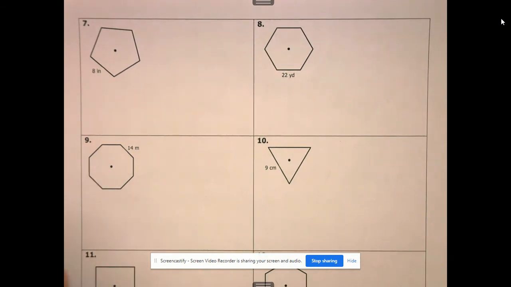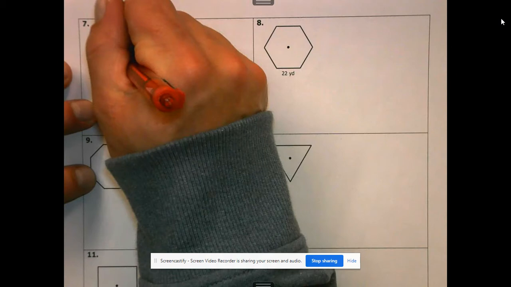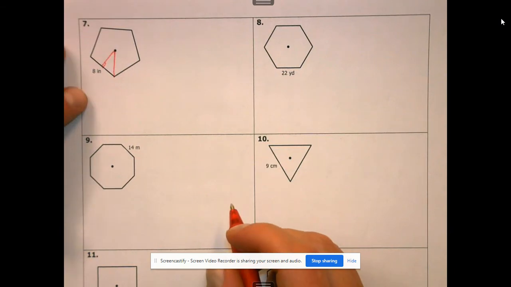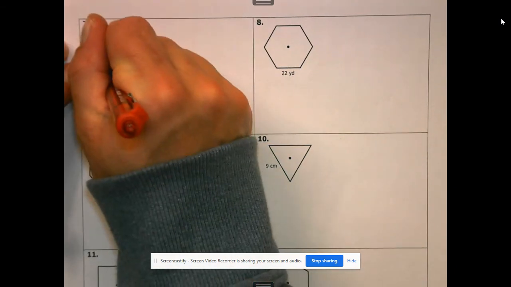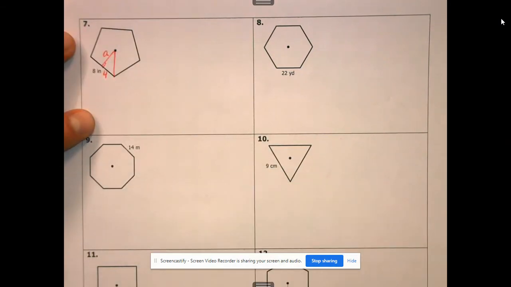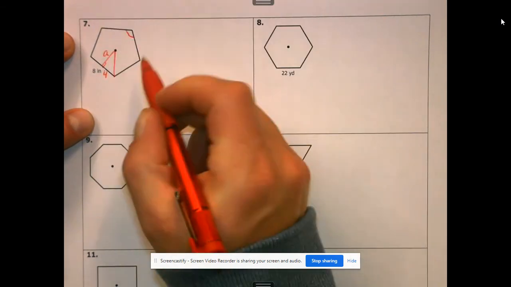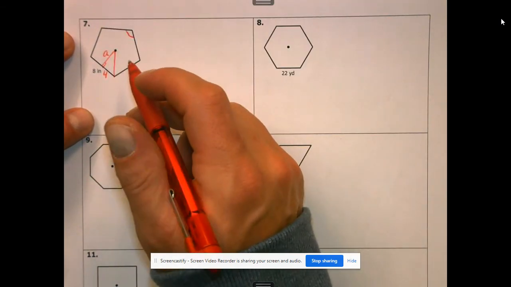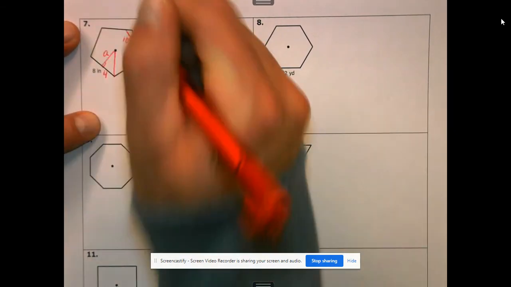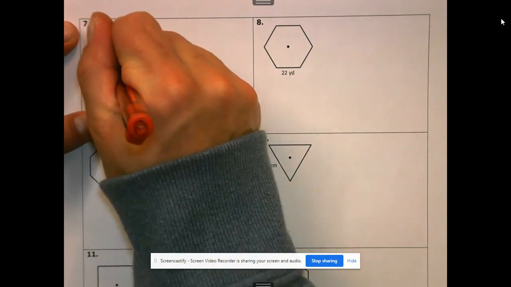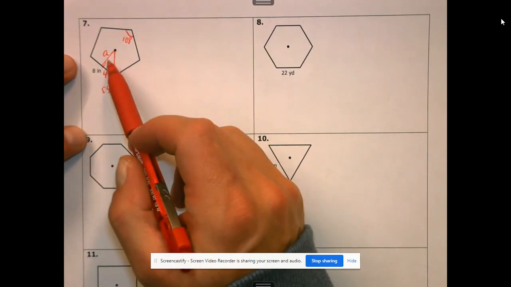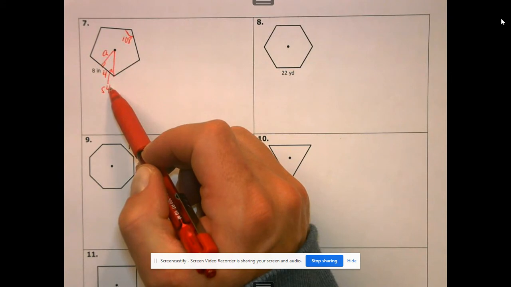Okay, number 7. Step 1, draw that triangle. Now, since this bottom piece is 8, I've got to cut that in half to get that piece, 4. And I don't know the apothem. That's what I need. For step 2, figure out one of the inside angles. Once again, we have a pentagon. We just did that on number 5, I believe. The inside angle comes to be 108. If I cut that 108 in half to get the angle inside the triangle, that's 54. Once again, I have to use trig because I don't have a 45, 45, 90 or a 30, 60, 90 to use my cheat sheets.